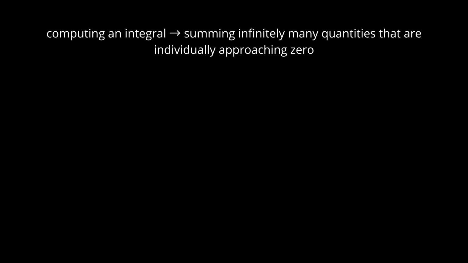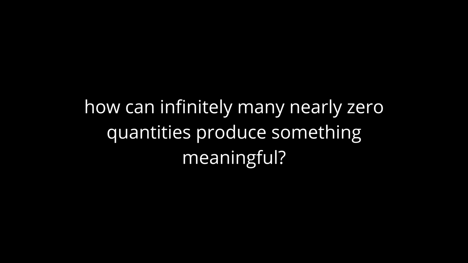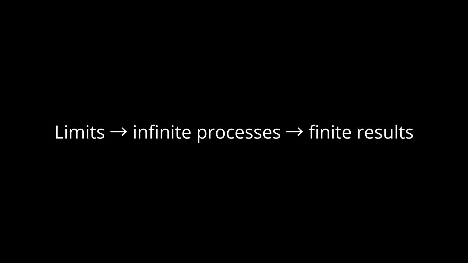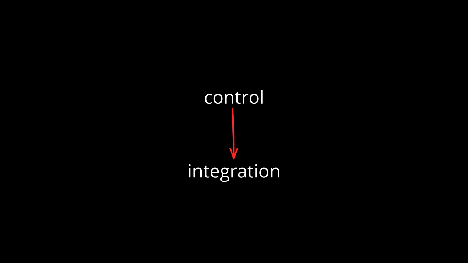Now let's talk about something slightly unsettling. When we compute an integral, we are summing infinitely many quantities that are individually approaching 0. Each delta x becomes extremely small. Each rectangle becomes microscopic. And yet, the total area is finite. How can infinitely many nearly zero quantities produce something meaningful? Because in calculus, approaching 0 is not the same as being 0. Limits allow infinite processes to produce finite results in a controlled way. That control is the foundation of integration.